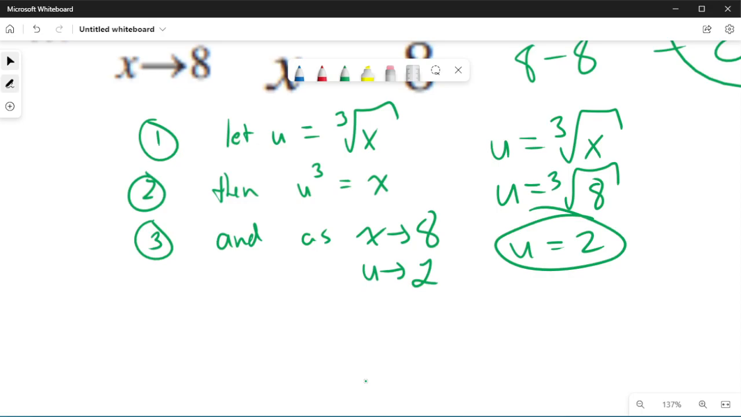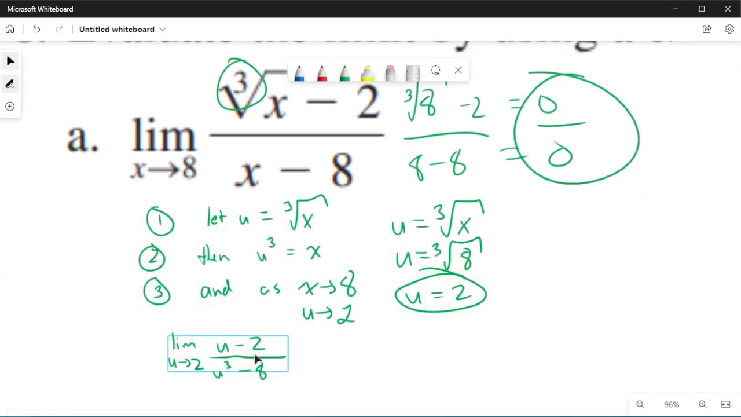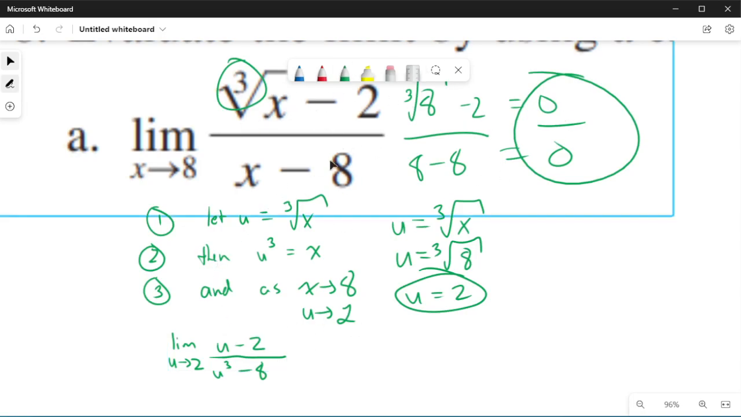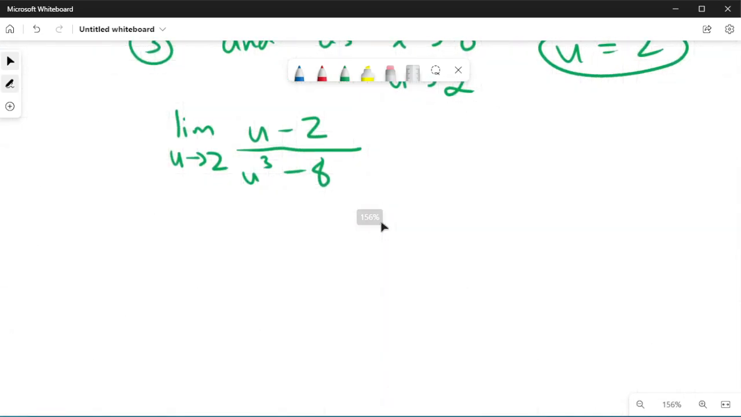Now look how much easier this question looks once I've made this substitution. Now it's the limit as u approaches 2. On the top we have u take away 2. On the bottom we have u cubed take away 8. That's a much easier question. That's a yesterday question. The whole point of this substitution is to take something you can't do and turn it into something that you recognize what to do with.